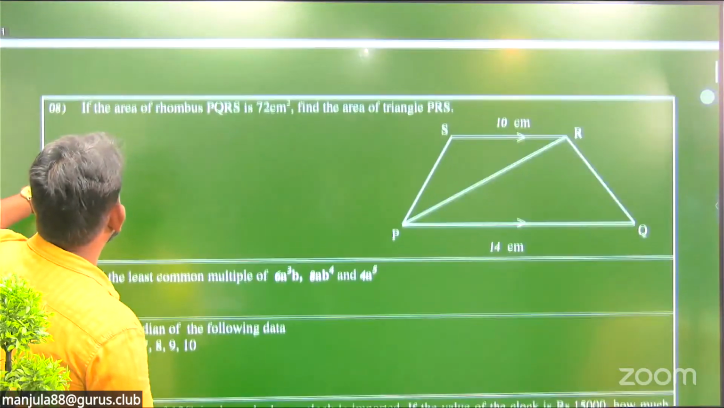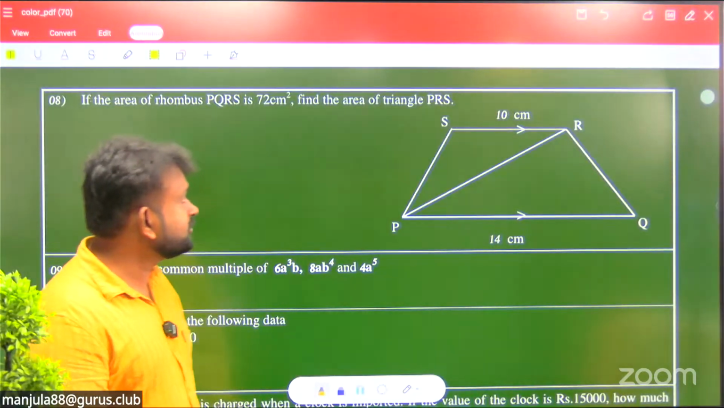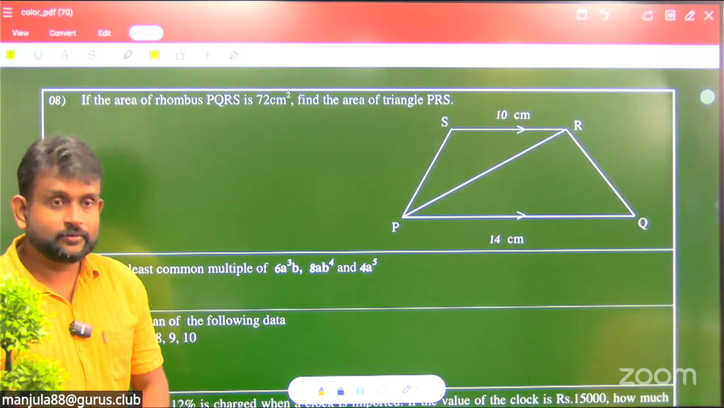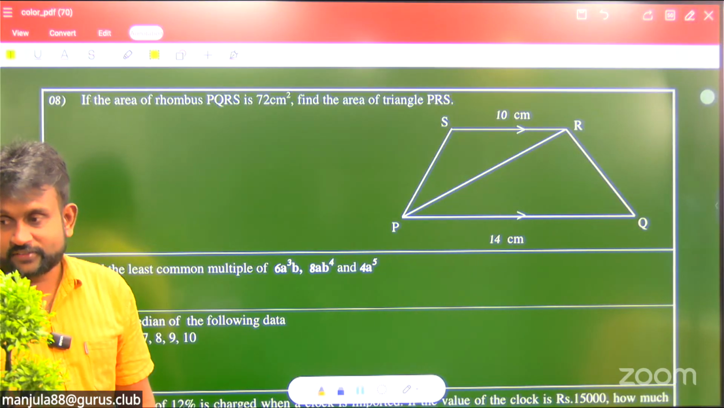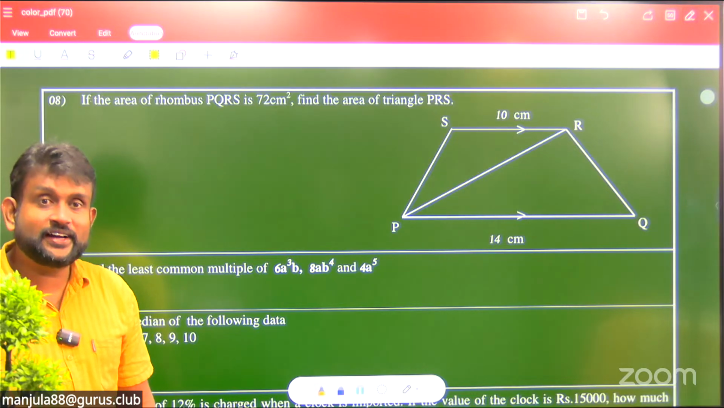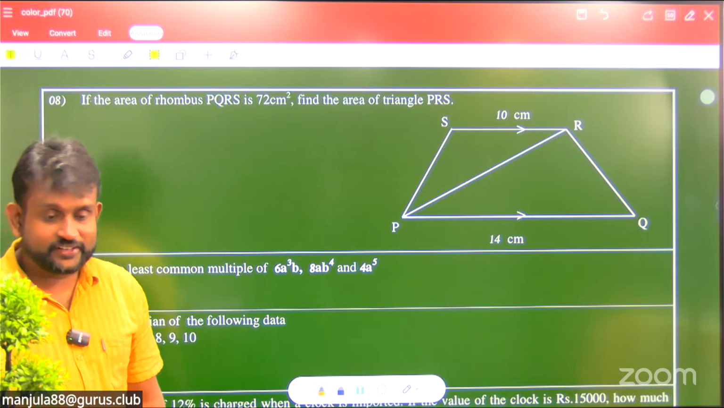Now question number 8. Those who completed, send me the answer for this one. What is the triangle area? Although it appears a small question, it deals with several steps. Those who completed, send me the answers for this triangle. What's the area of the triangle?